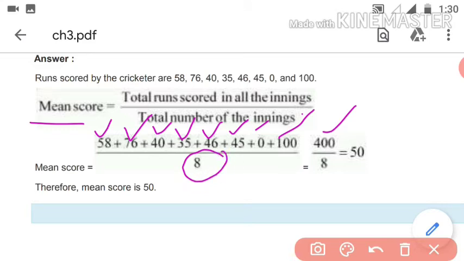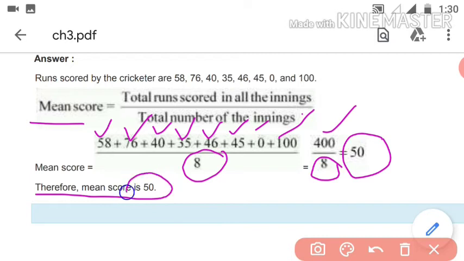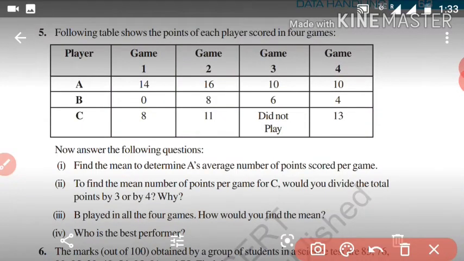So that will be the total number of innings, 8. Now 400 divided by 8, the answer will be 50. So the mean score will be how much? The mean score will be 50. Therefore, the mean score is how much? 50. Question number 5. The following table shows the points each player scored in 4 games.